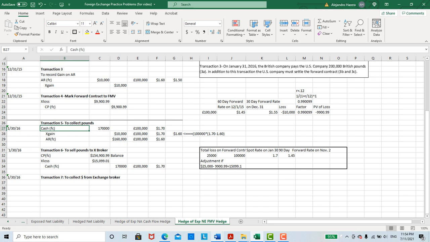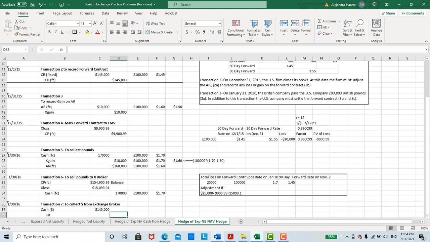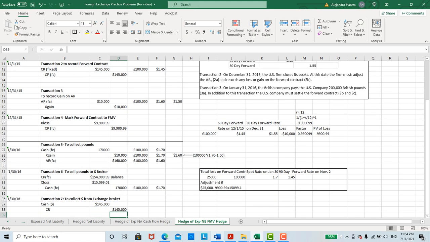You collect the pounds, sell them to the exchange broker. Now the exchange broker owes you some dollars. So you're going to put cash. This is the easiest. And I will put dollars here. Cash, and this is going to be contract receivable, which was fixed. And these are going to be equal to the original fixed $145,000. That number right there, that number right there.